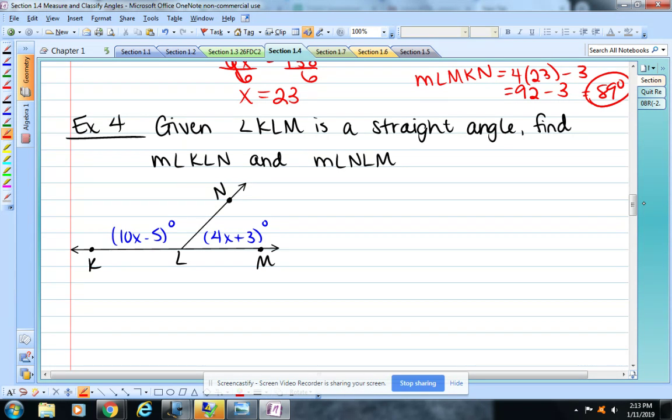It tells me that angle LKM is a straight angle. What is another word for a straight angle? 180 degrees, and it's also a what? A line. A straight angle is the same thing as a line, and it's 180 degrees. So the big angle on this is going to be 180 degrees. Y'all see that? Right? The big angle is 180 degrees.